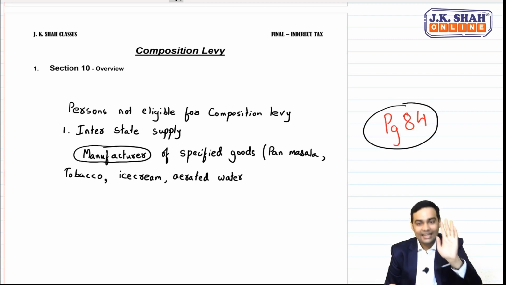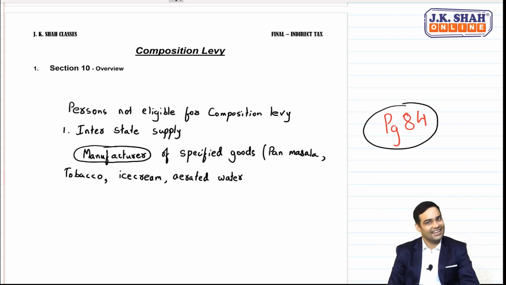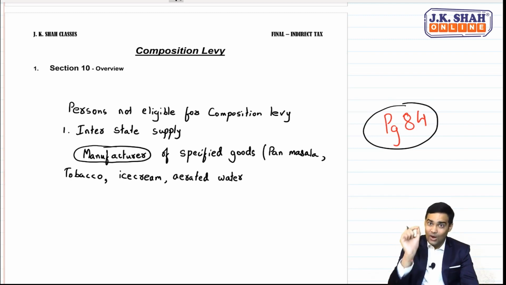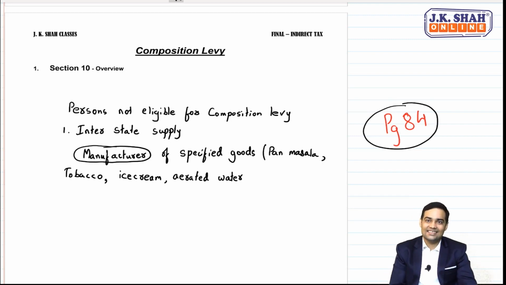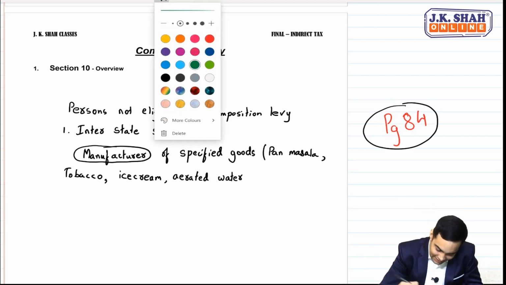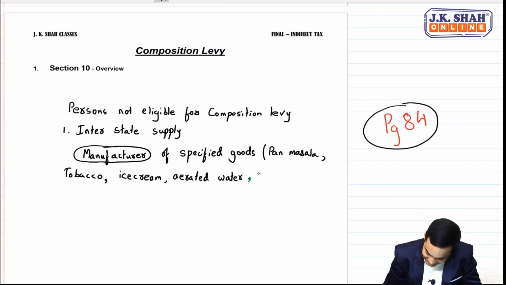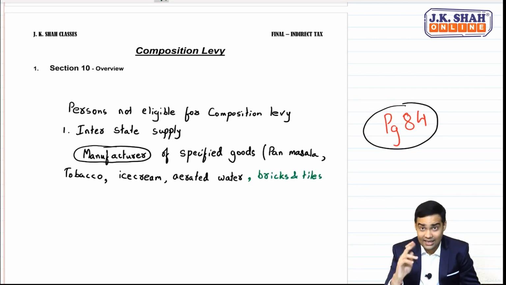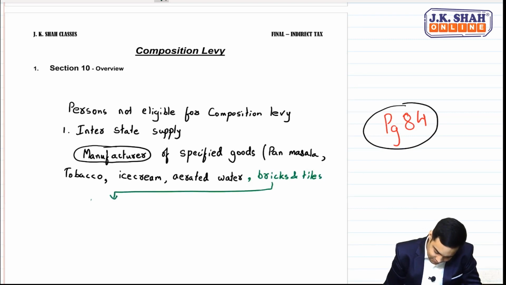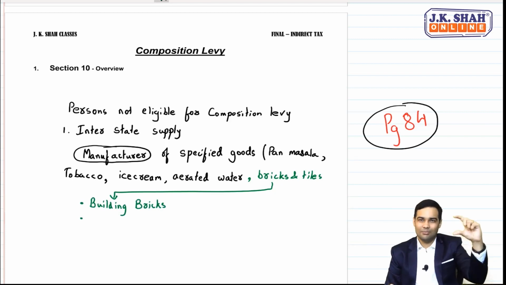Now, till here you have read, correct? What has been added, sir? One particular industry has been added: bricks and tiles. Manufacturers of bricks and tiles. And let me tell you, this bricks and tiles will cover building bricks. Sir, what is building bricks? Building bricks is the red color bricks which you see.